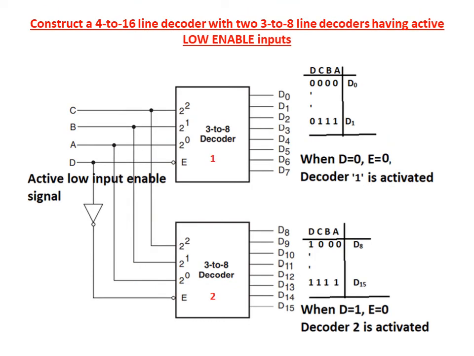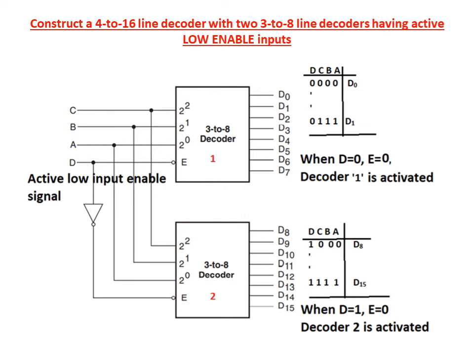Design a 4 to 16 line decoder with two 3 to 8 line decoders having active low enable inputs. Here two 3 to 8 decoders are used, decoder 1 and 2. Decoder 1 has outputs D0 to D7 and decoder 2 has outputs D8 to D15, and the 4 inputs are A, B, C, D. One of the inputs acts as an enable input. Here D acts as the enable input.